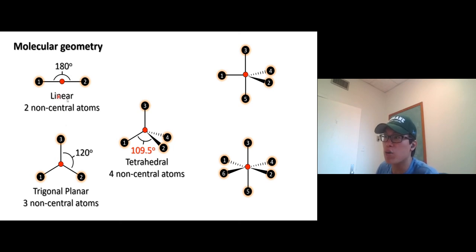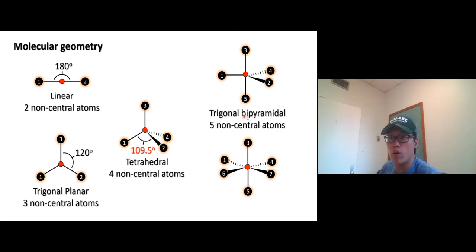The other ones you can kind of guess. The angle total is 360. With 2 non-central atoms, it is cut in half, so 180. With 3 of them, it is going to be 120, so 360 divided by 3. But for 4 non-central atoms, they start doing 3D things now. So you get 109.5, not 90 degrees apart. For 5 non-central atoms, we have trigonal bipyramidal.